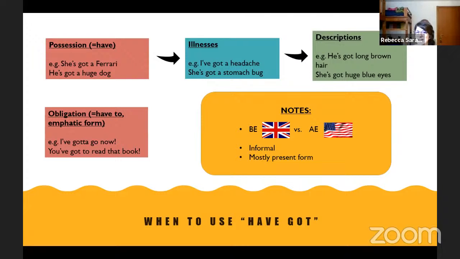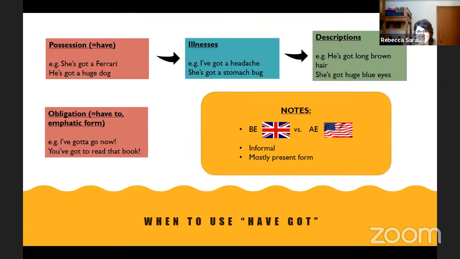Then you use it for possession. So when you want to say that you possess something, like, I've got a car, I've got a dog, I've got a pen, or have you got a pen by any chance, or have you got any pet in the house, etc.